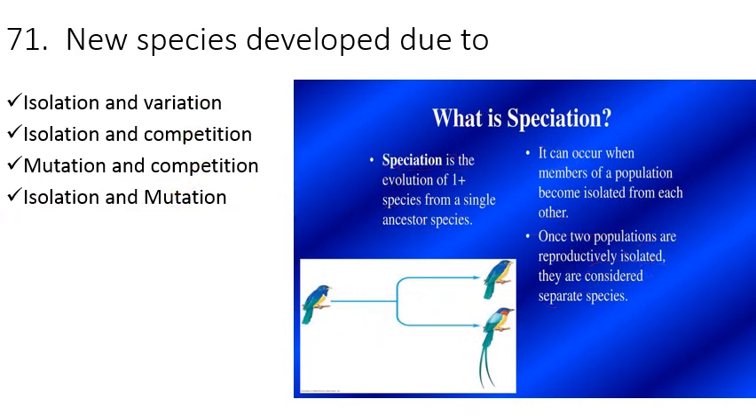So what is speciation? Speciation, as I have already discussed, is the formation of new species from pre-existing species. Speciation is the evolution of one plus species from a single ancestral species. This single ancestral species will give rise to more than one species, and it occurs when members of a population become isolated from each other. Once two populations are reproductively isolated, they are considered separate species. That is called speciation.